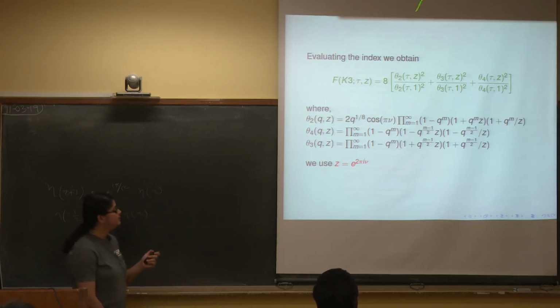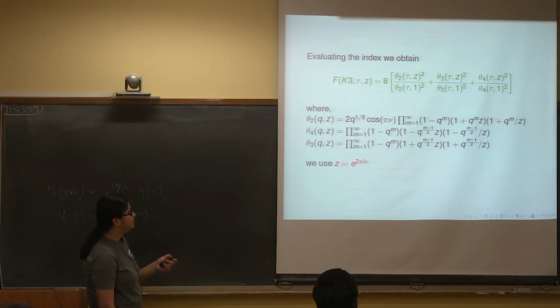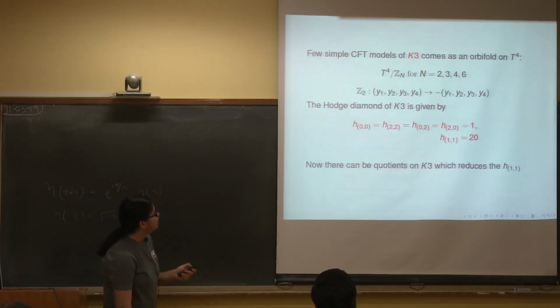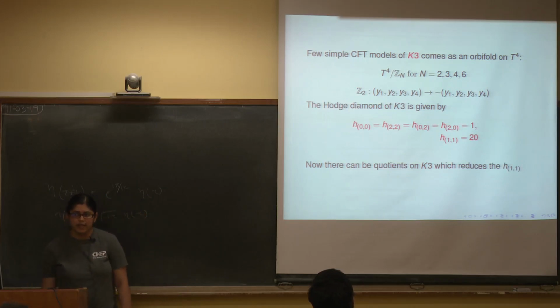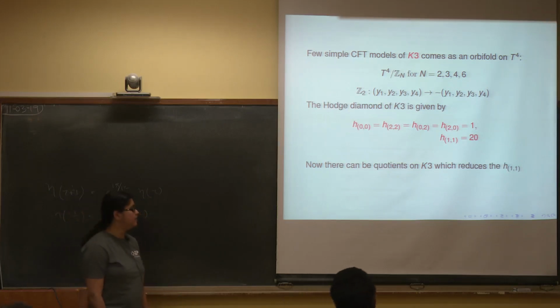If you evaluate the trace over a K3 manifold, the result becomes 8 times these theta functions, and the combination of these theta functions forms the Jacobi form of index 1 and weight 0. And there are some simple models of K3 where you can explicitly do this computation in CFT, and the Hodge diamond of K3 can be read off from them.